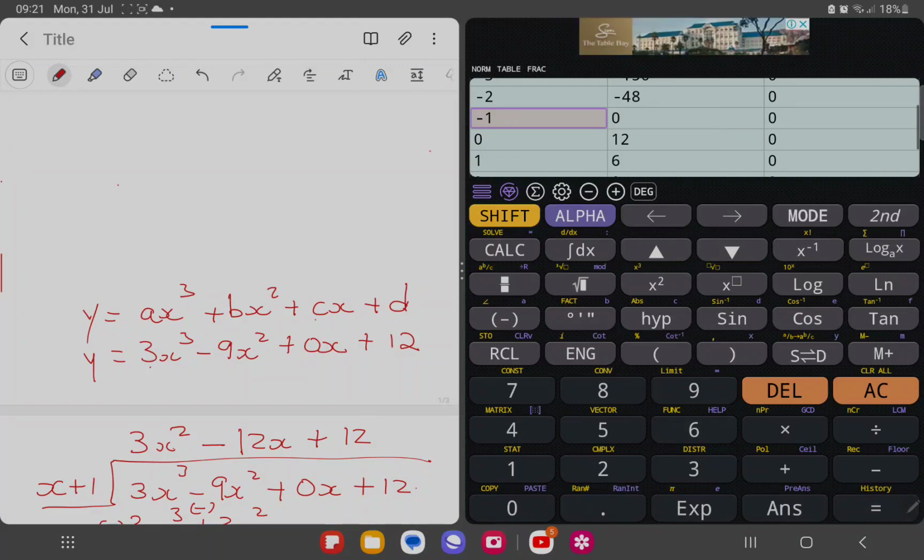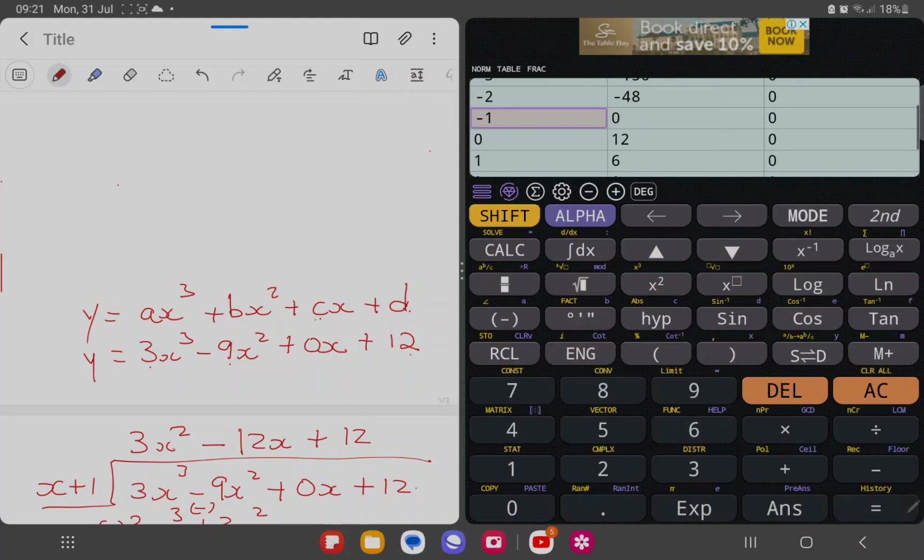We've got 3 as a. Then do we have the value of b? Yes, the value of b is -9. Do we have the value of c? No, we don't have the value of c. So if we don't have the value of c, we put 0x. Do we have the value of d? Yes, the value of d is 12.